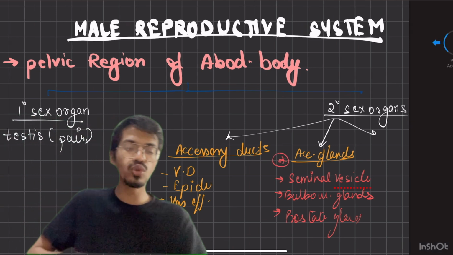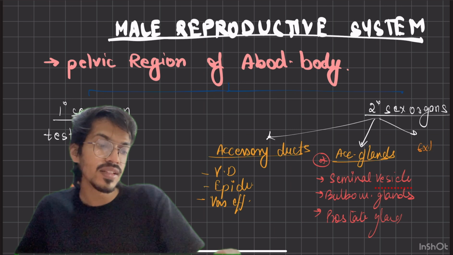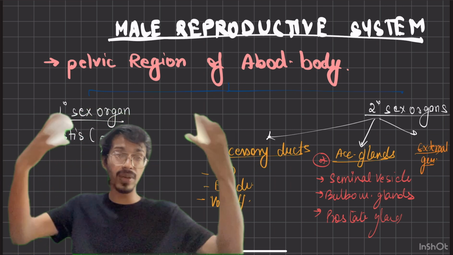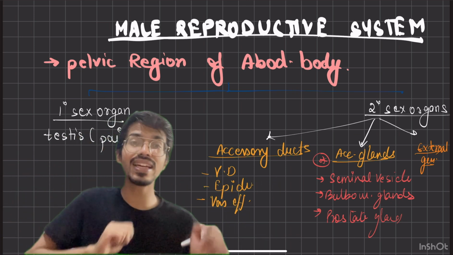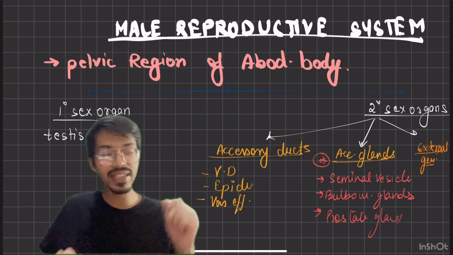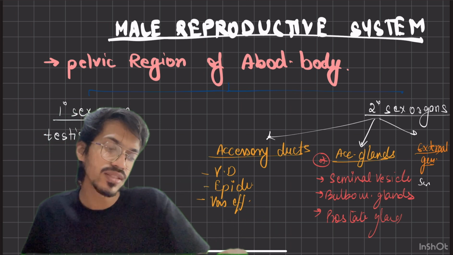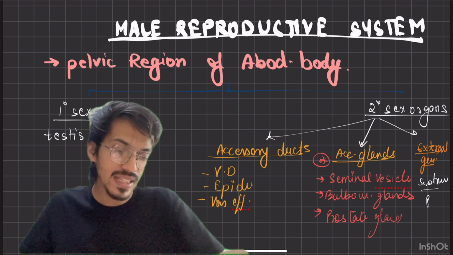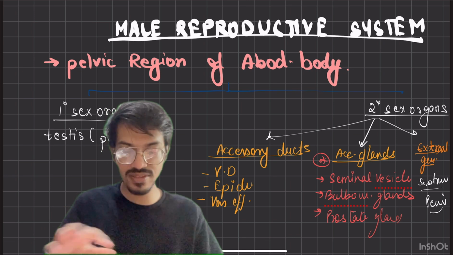Then moving on to the last one, that is the external genitalia. If a cadaver is there with you, what can you see in it? That is the external genitalia. In the external genitalia we have the scrotum, which you can see, and the penis. So this is there in the male reproductive system.